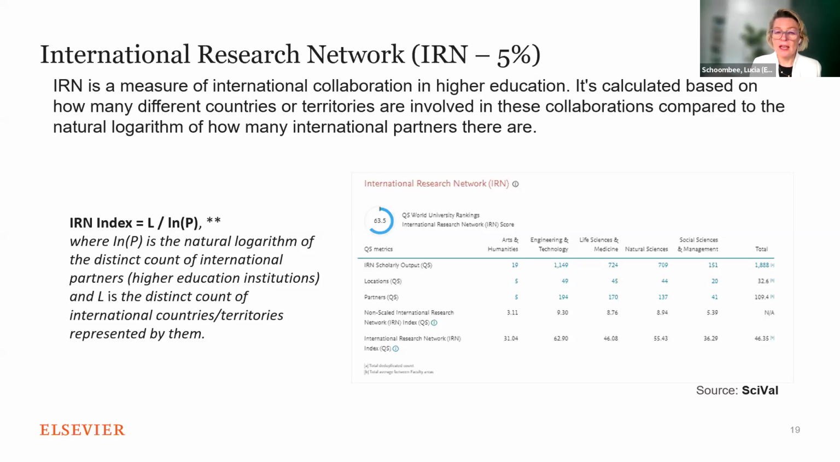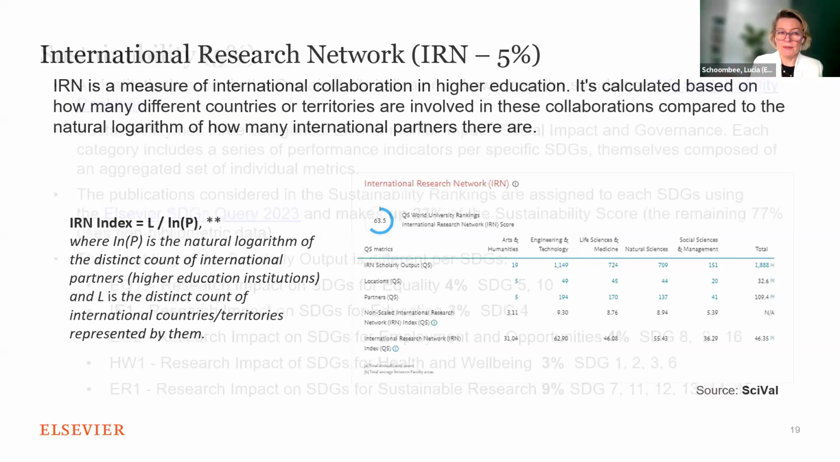And so they calculate this by dividing the number of partners by the number of locations. As you can see in this little graph, they identify the number of publications that have international co-authorship, but then they also identify how many locations and how many partners there are, and they do that calculation based on that. So diversity is important here.